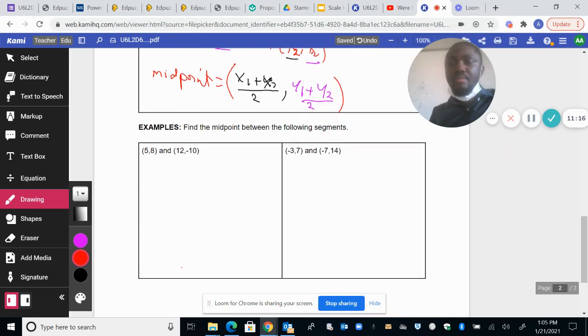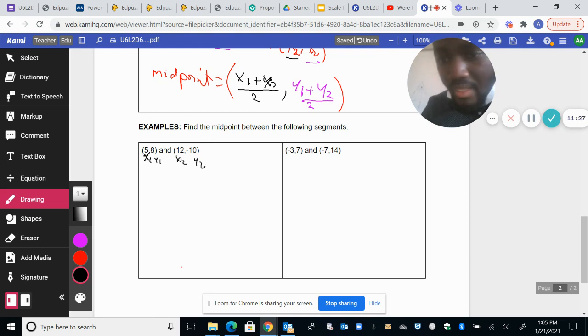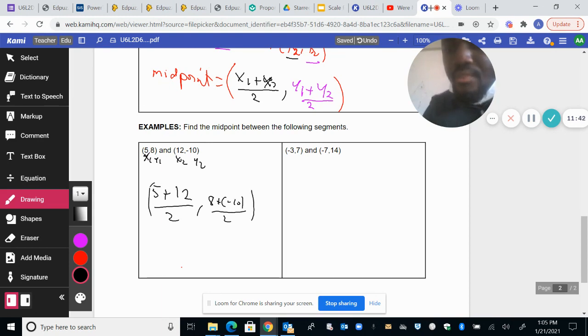So under these problems here, I'm going to call these x1, x2, y1, y2. So x1 is 5 plus x2, 12, take half of it. Also y1, 8, y2, negative 10, take half of it. 5 plus 12 is 17. 17 divided by 2 is what? 8.5. 8 plus negative 10 is negative 2. Negative 2 divided by 2 is what? Negative 1. So this will be the midpoint.